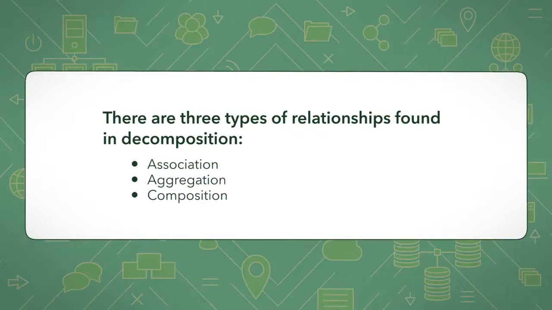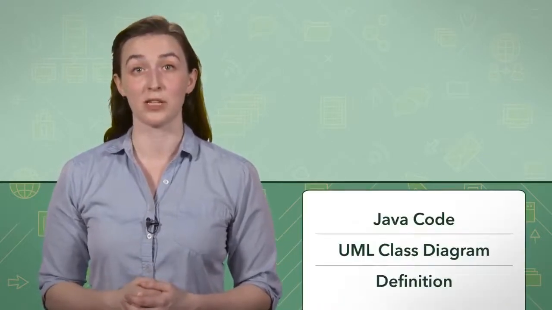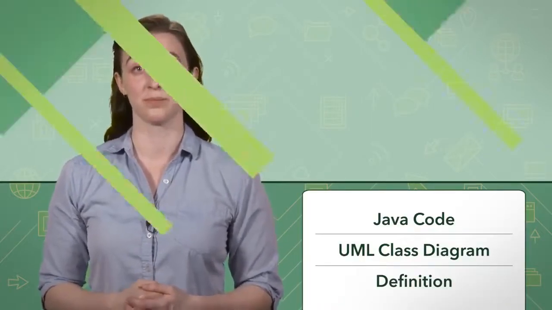What does this look like when programming? Is there any way we can expand this definition and make it more specific? There are 3 types of relationships found in decomposition: association, aggregation, and composition. They define the interaction between the whole and the parts. Let's explore these interactions in a few different perspectives: Java code, UML class diagram, and definition.